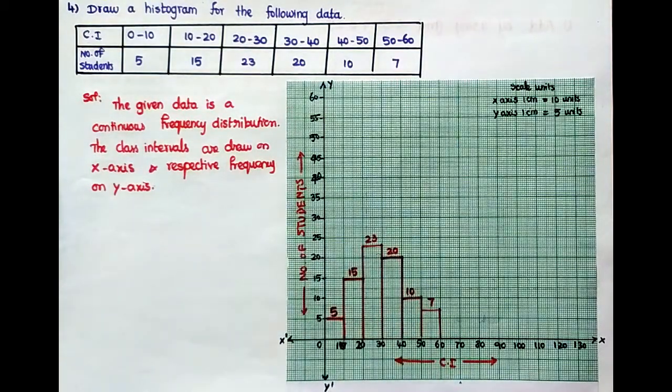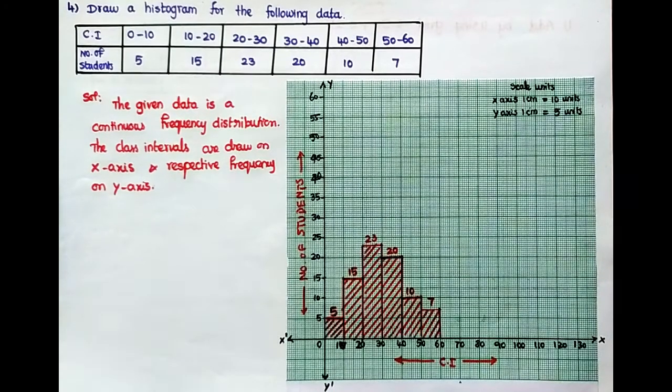Now just shade the rectangle boxes, it looks very neat. Shade this means we get the histogram like this. So that is the answer.